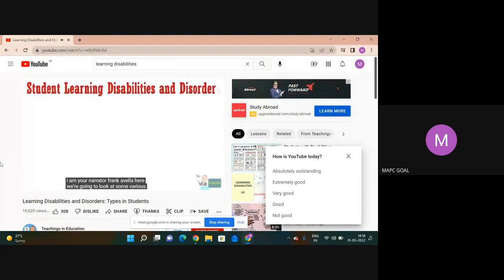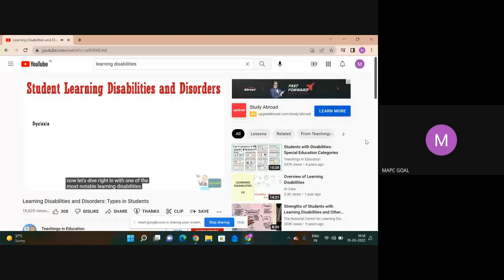Here we're going to look at some various types of learning disabilities and disorders. Now let's dive right in with one of the most notable learning disabilities, which is dyslexia. Overall, it is a reading disability. Students also have trouble decoding words. Next up is dyscalculia, which is a math learning disability that hinders a student's ability to understand mathematical related concepts.